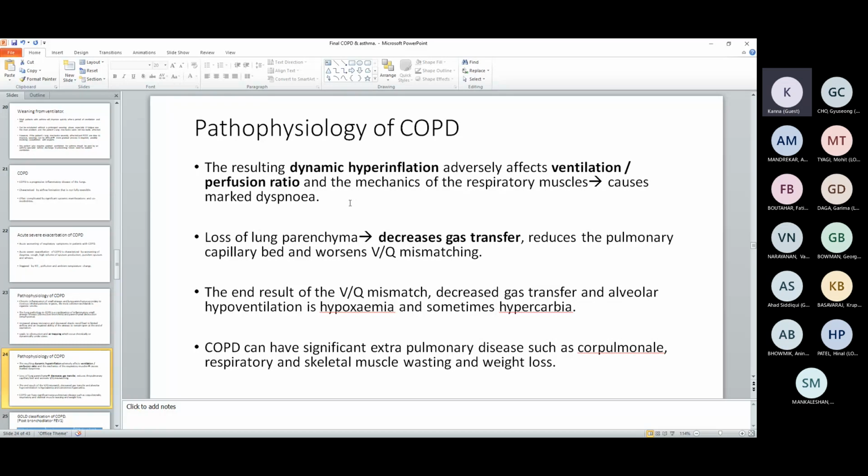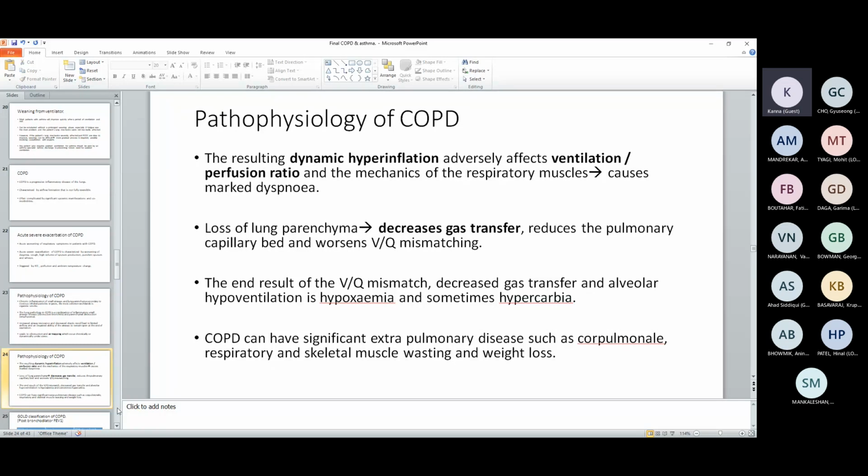The loss of parenchyma in emphysema causes a decrease in gas transfer, and the number of capillaries in the pulmonary capillary beds is also less, so it will worsen the VQ mismatch. In the end result, the VQ mismatch, decreased gas transfer and alveolar hypoventilation will result in hypoxemia and sometimes hypercarbia. In addition to these respiratory changes, COPD patients can have secondary cor pulmonale or skeletal muscle wasting and cachexia.